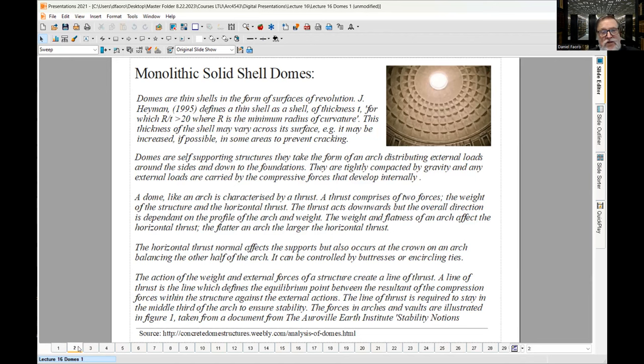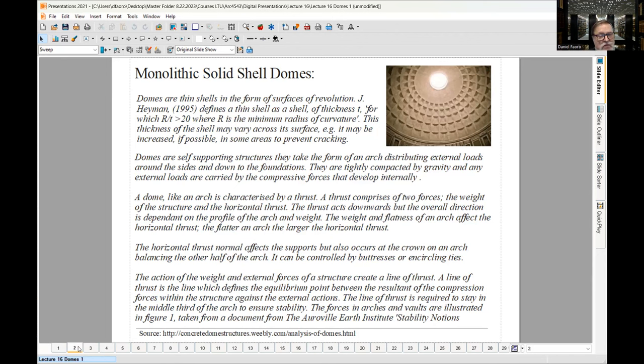And the domes do have what's called horizontal thrust. So imagine like an arch, they have the push-out condition at the base. So they typically have to be strengthened and reinforced to stop that outward thrust. The action of the weight and the external forces of the structure can create this line of thrust.